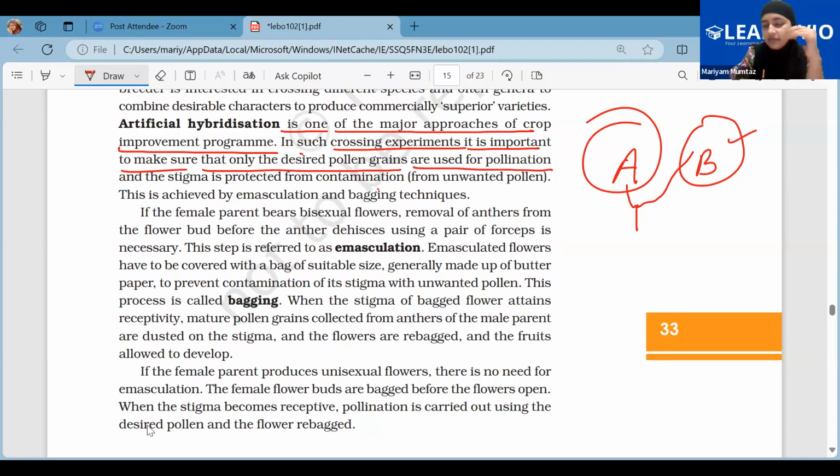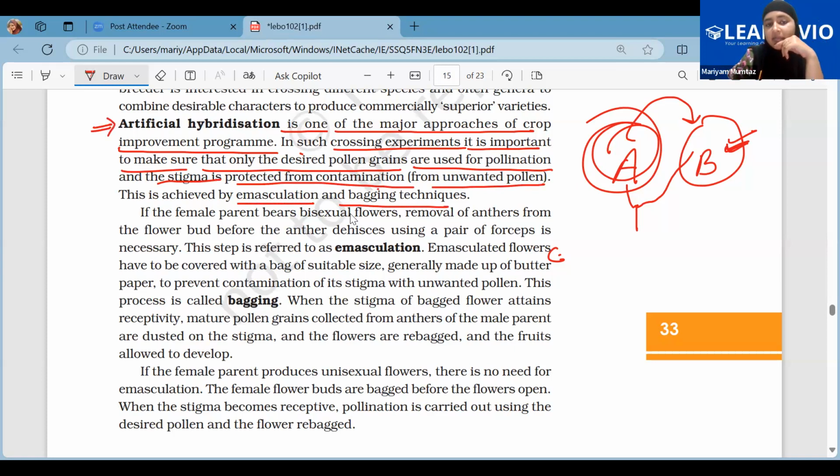Now, if this is the female plant, we want the pollen from A, not C, right? This C can potentially pollinate this plant, and we want to prevent that so that we can only pollinate B from A. So we need to use the desired pollen grains, and the stigma should be protected from contamination from unwanted pollen, because even by mistake, we do not want the wrong type of pollination to happen. This is achieved by emasculation and bagging techniques. These are the two techniques used in artificial hybridization.